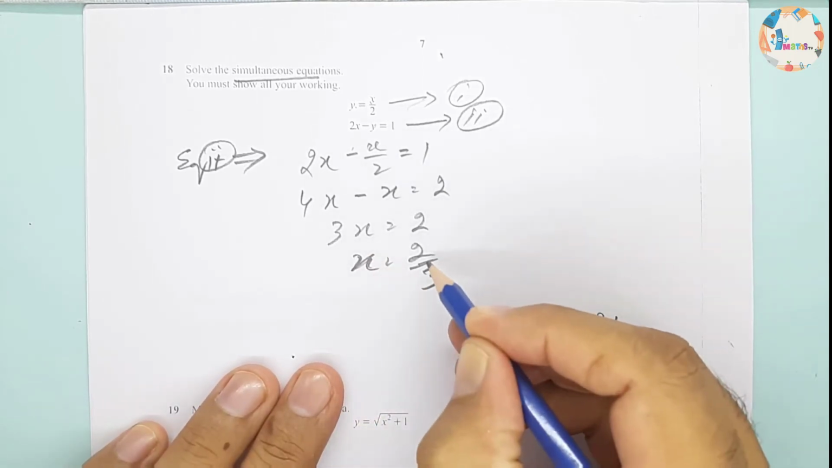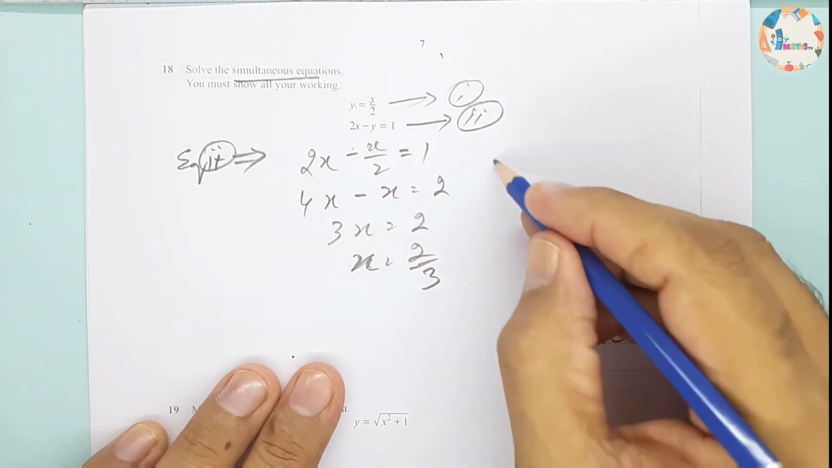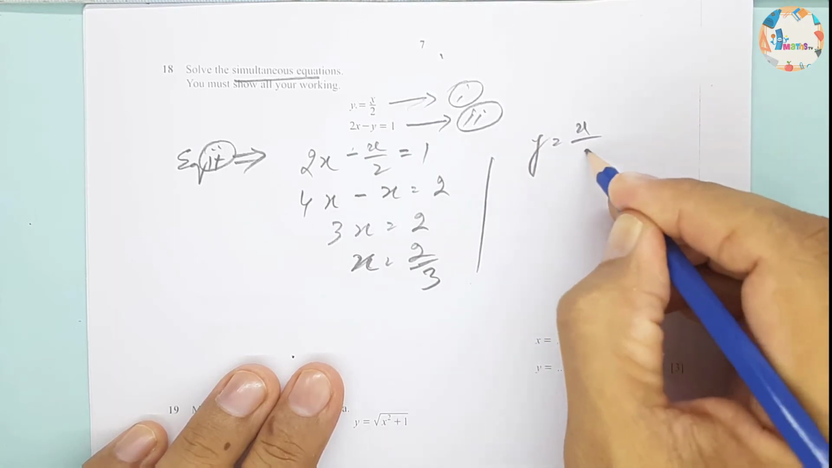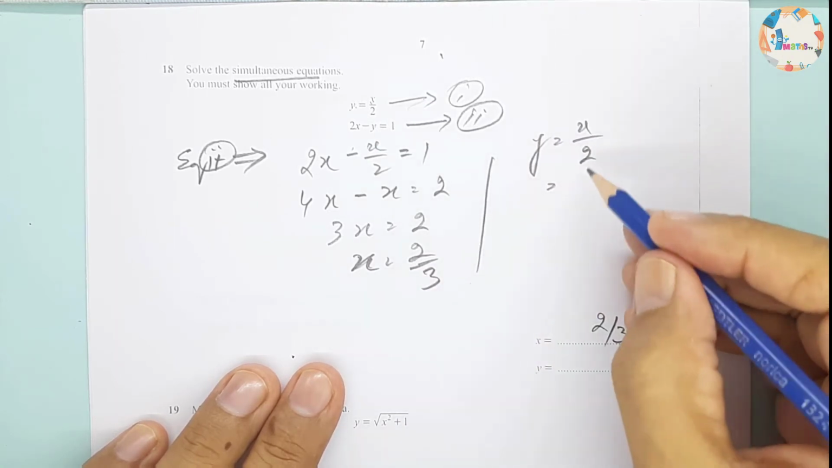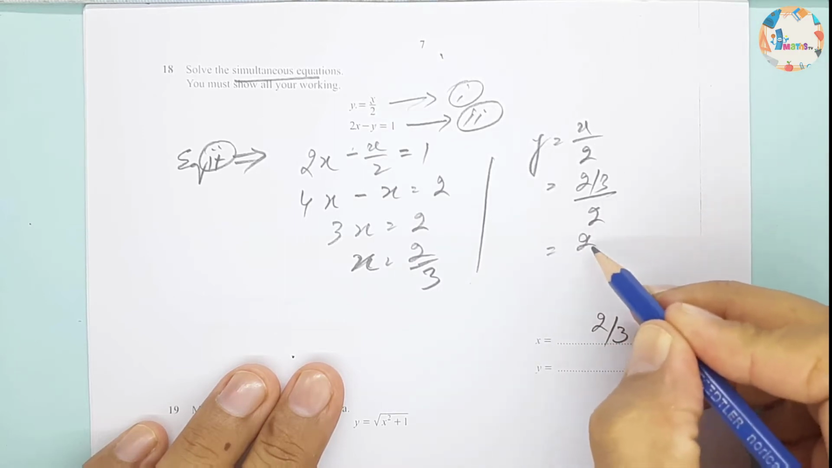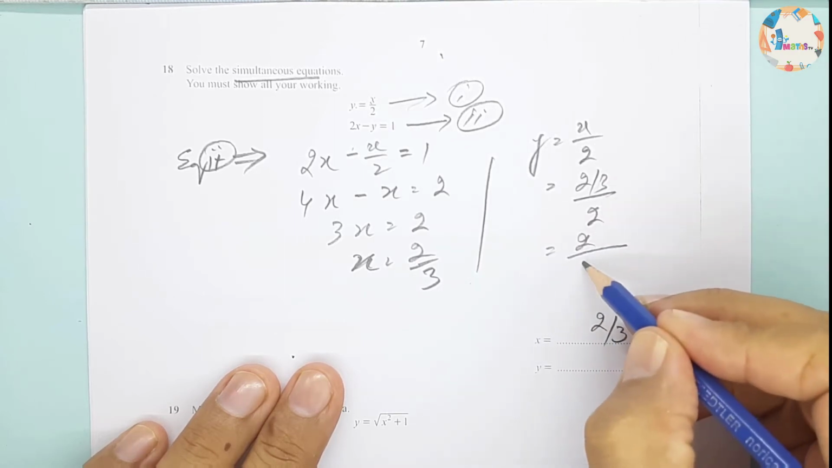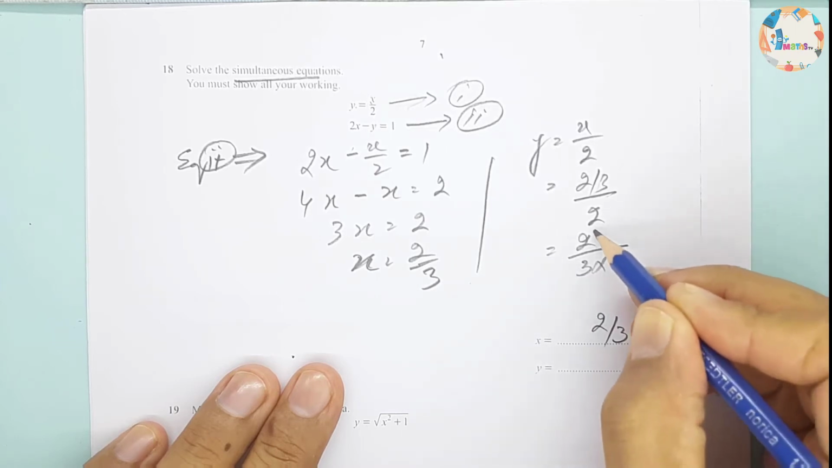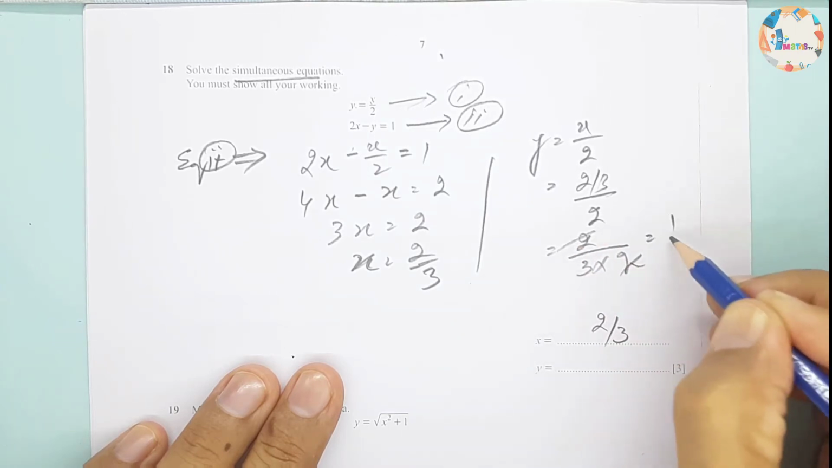And if x is equal to 2 by 3, y is equal to x over 2, and we can replace this value. So it will be 2 by 3 over 2, or we can write 2 over 3 into 2. 2 will be cancelled with 2, so this will be equal to 1 by 3.